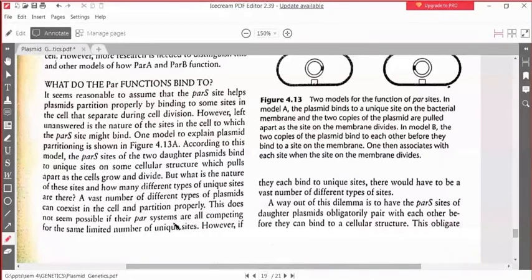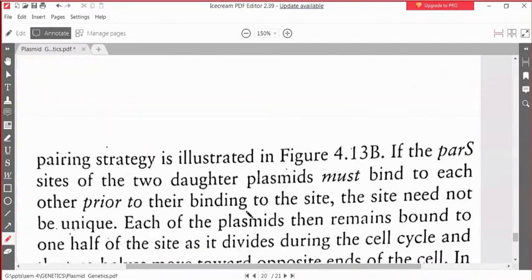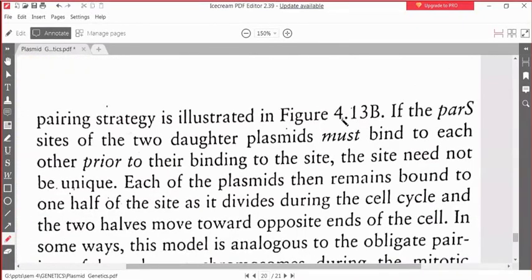That is, the PARS sites of the daughter plasmids obligatorily pair with each other before they can bind to the cellular structure. So this is the point. The PARS sites of the daughter plasmids pair with each other before they can bind to the cellular structure, and this obligate pairing strategy is illustrated in that particular diagram. If the PARS sites of the two daughter plasmids must bind to each other prior to their binding to the site, this site need not be unique. This is the point. That is the reason why the second model is the proper model, which actually explains how plasmid partitioning is happening.